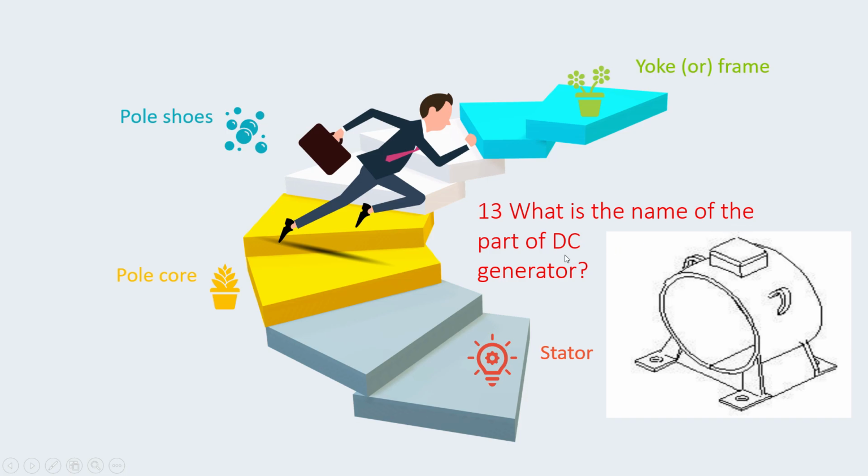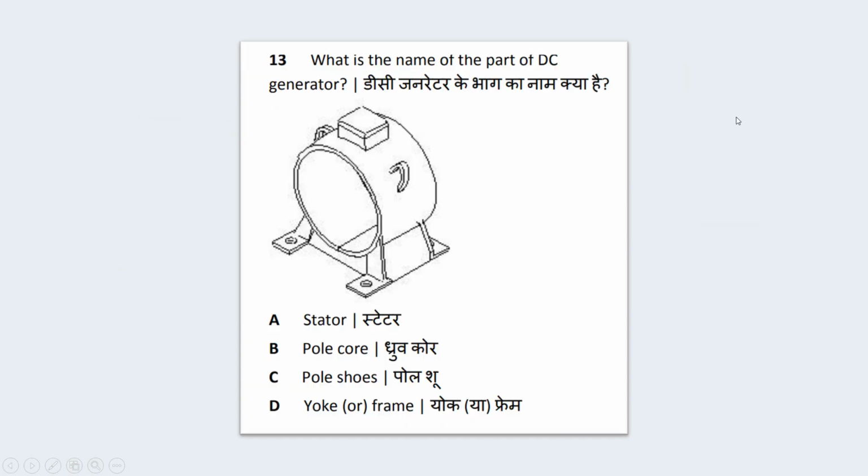What is the name of the part of a DC generator? Okay, this is the DC generator part. You have to tell what is the name of this part. Stator, pole core, pole shoe, or yoke or frame. The answer is yoke or frame.